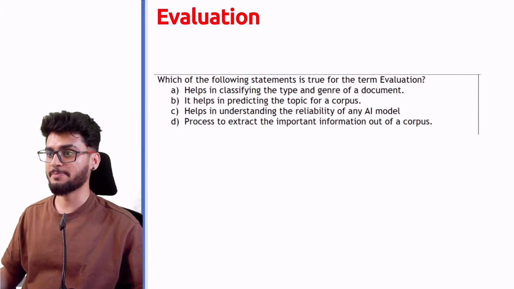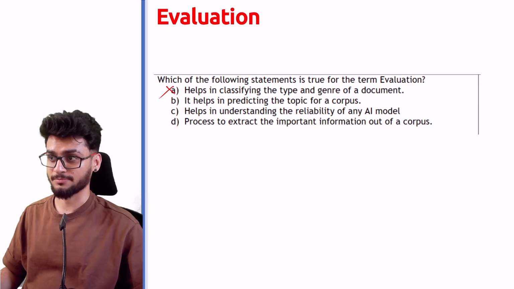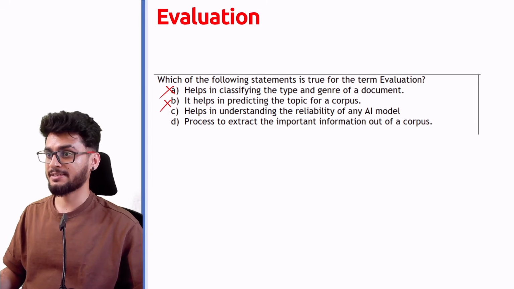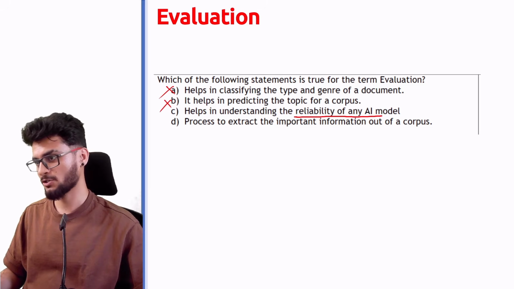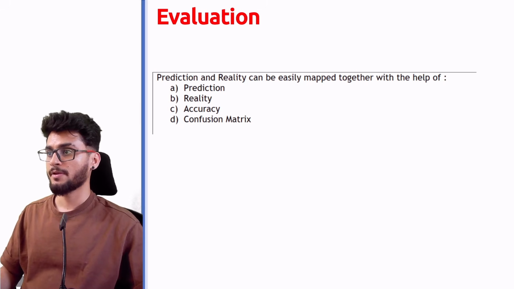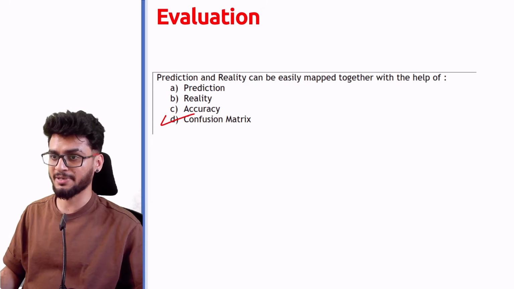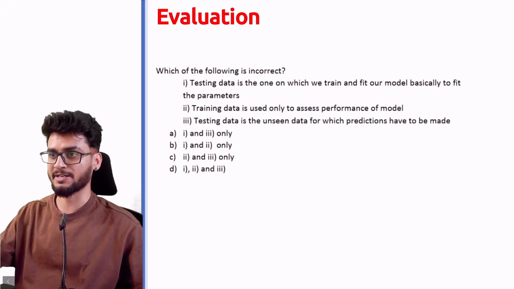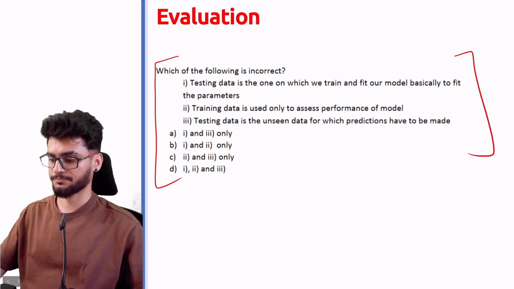Which of the following statements is true for the term evaluation? Helps in classifying the type and genre of the document? No. Helps in predicting the topic for a corpus? Again, no. Understanding the reliability of an AI model? Yes. So using evaluation, we try to see if the AI model is good enough or not. So C is the right answer. Prediction and reality can be easily mapped together with the help of a confusion matrix. So D is the right one. So we have repeated this question.